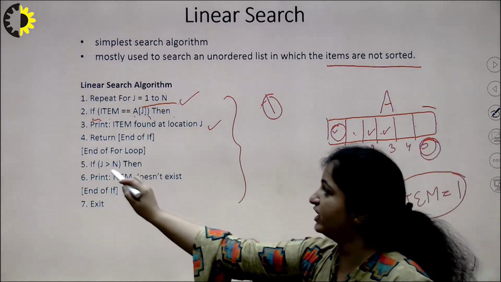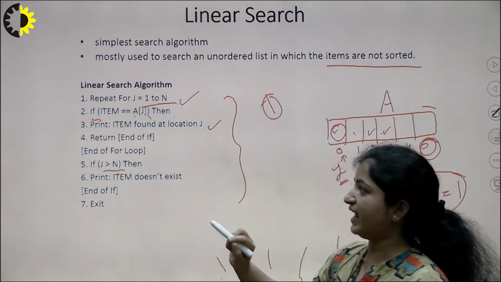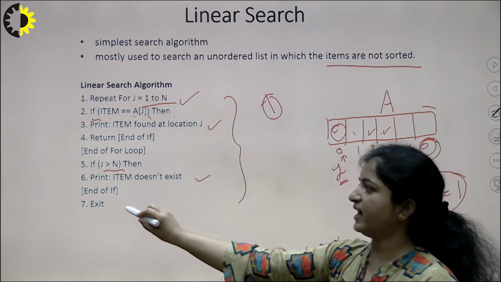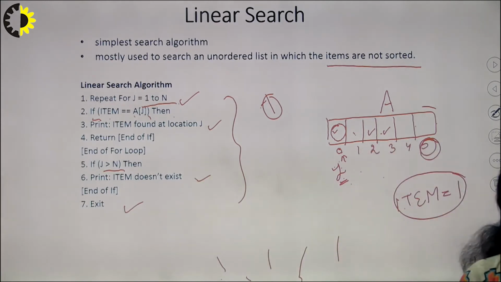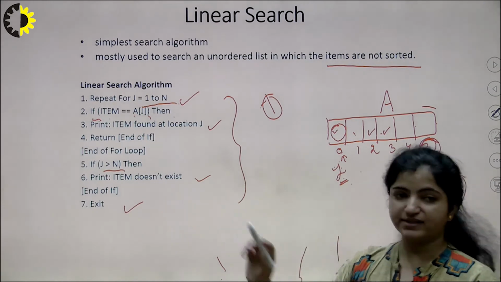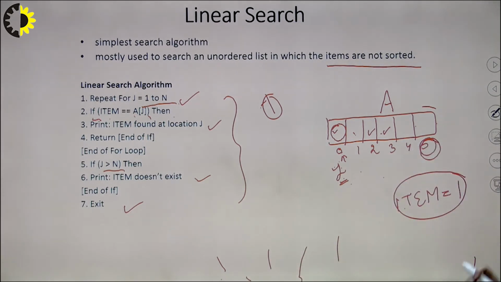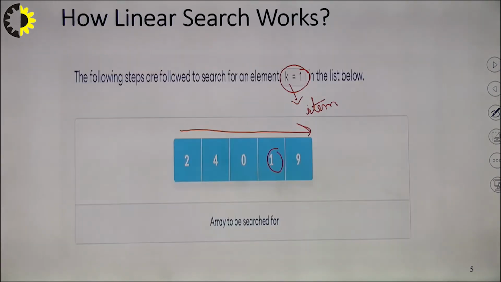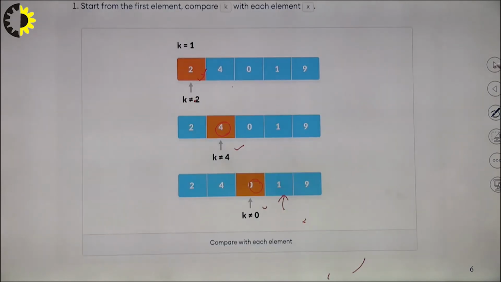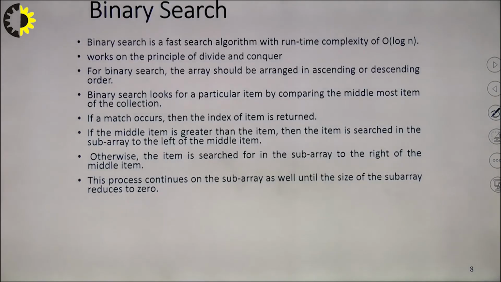So if j is greater than n, the item will not exist and we can exit, because in an algorithm the last step is exit, so we always write exit. So this is the linear search algorithm. Next is binary search.